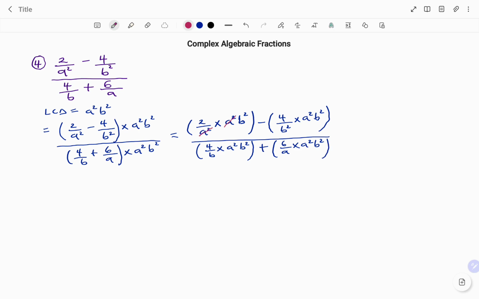We have a squared divided by a squared, that's 1. b squared divided by b squared, that's 1. We have a b squared dividing b, that b goes off, and a on the other side. What we have left is, in the first bracket, we have 2b squared minus, for the second bracket, 4a squared divided by, for the bottom, 4a squared b plus 6ab squared.